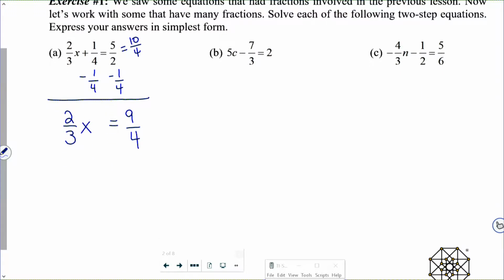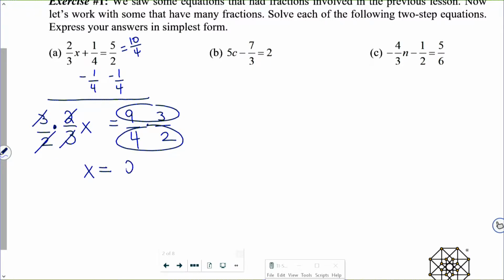Now remember, instead of dividing both sides by 2/3, what we're going to do in this case is multiply both sides of the equation by 3/2. All right? That's going to allow us to cancel, giving us an x on this side. Now, if we could cross-cancel at this point, we would, but we really can't. We're just going to have 9 times 3 divided by 4 times 2, and that's going to be 27/8.